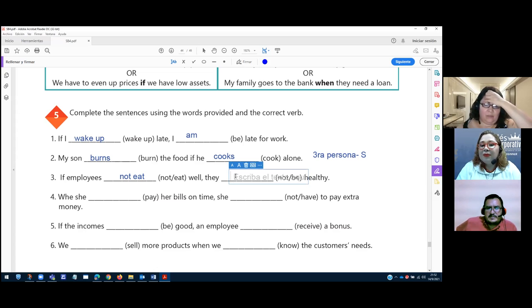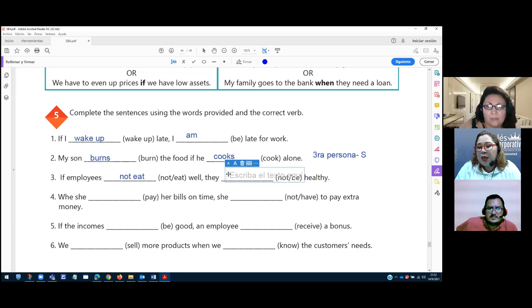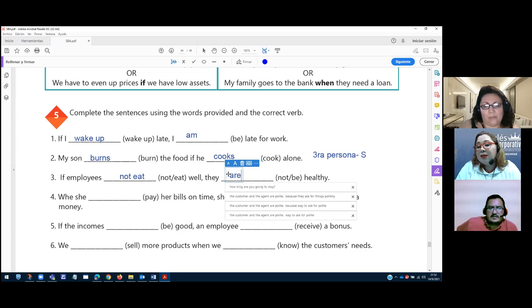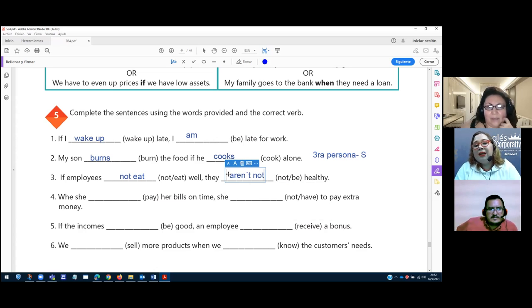Ah, pero el problema es como yo estaba viendo el be, esa me causa confusión. ¿Cómo es el negativo del be para they? El positivo es they are. Y el negativo es... they aren't. Are not. Exactly. Okay.